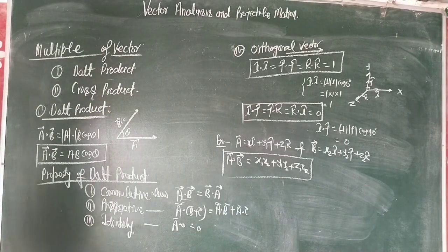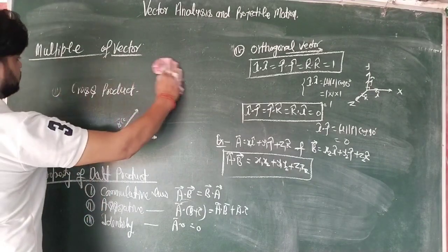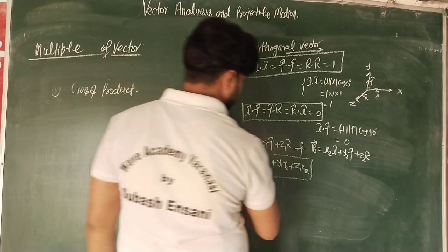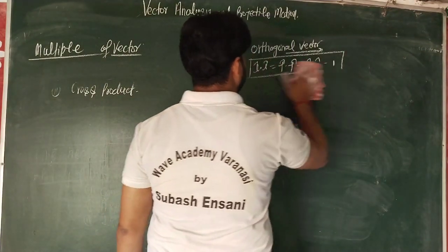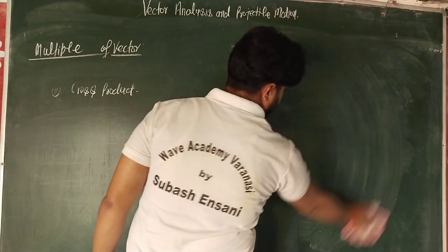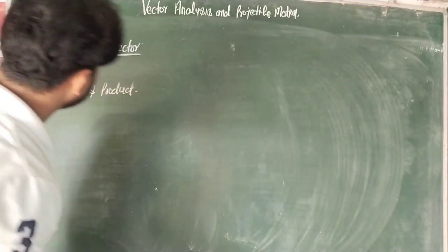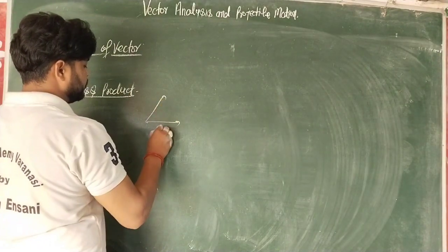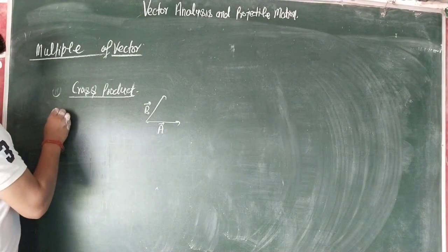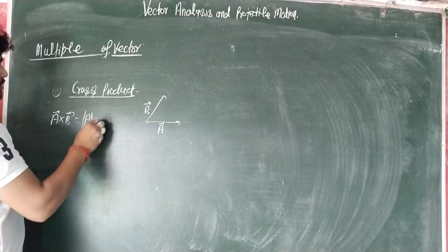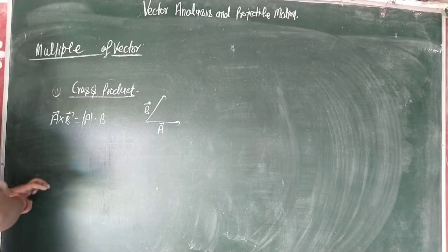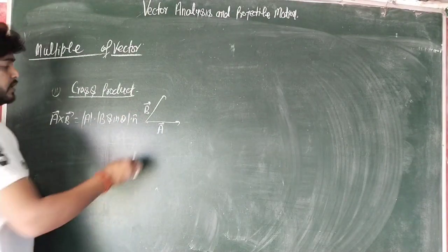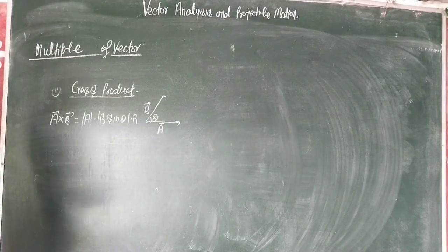Let us see about the cross product. You can make solid notes by pausing the video. Cross product. Do you know about the cross product? The cross product of two vectors is defined by the magnitudes of the vectors and the sine of the angle, and it represents the direction of the resultant of A and B, perpendicular to both A and B.